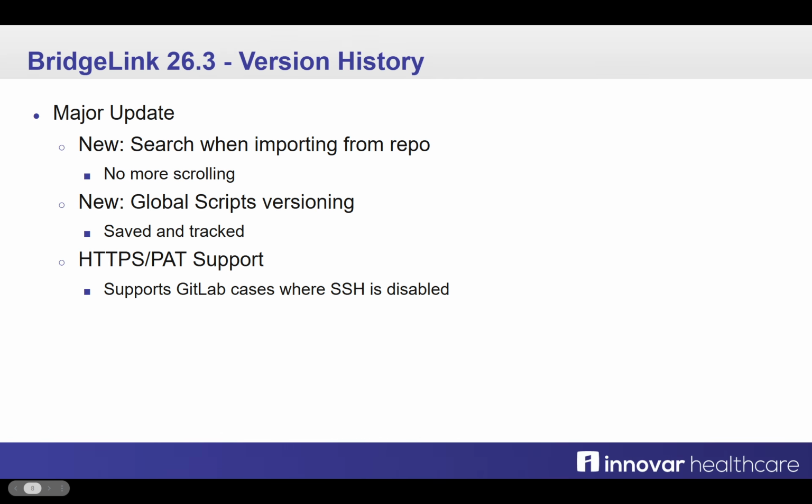From the top, you can now search when you're importing from the repo, meaning there's no more just scrolling. You can type in something to search for and find it. Global scripts are included now as part of the versioning, like channels and everything else that's included, so they're saved and tracked as well. We also added support for personal access tokens. So this is a situation where if your GitLab instance does not have SSH enabled, how do you authenticate? It's an alternate way of authenticating. We now support that as well.